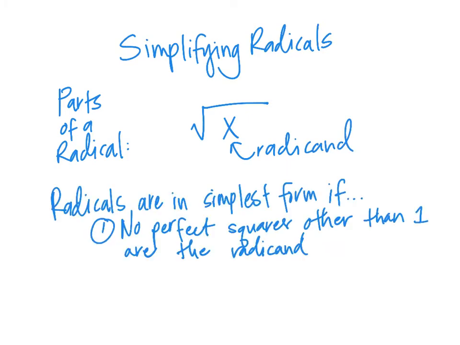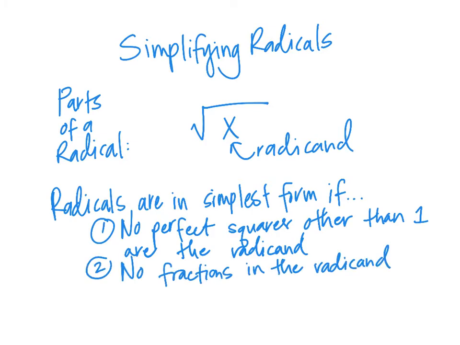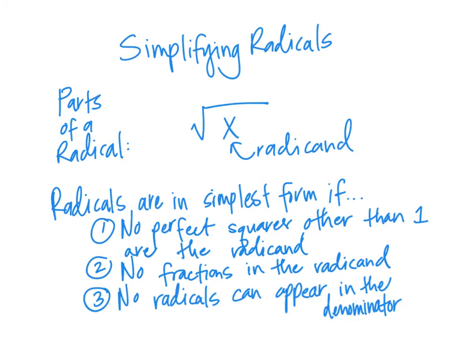So there are three requirements to identify that radicals are in simplest form. The first one is that no perfect squares other than 1, because 1 is a perfect square, are in the radicand. The second requirement is that no fractions are in the radicand. And lastly, no radicals can appear in the denominator. So those are the three requirements.